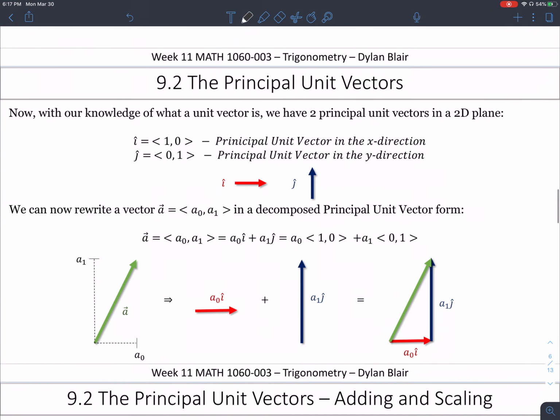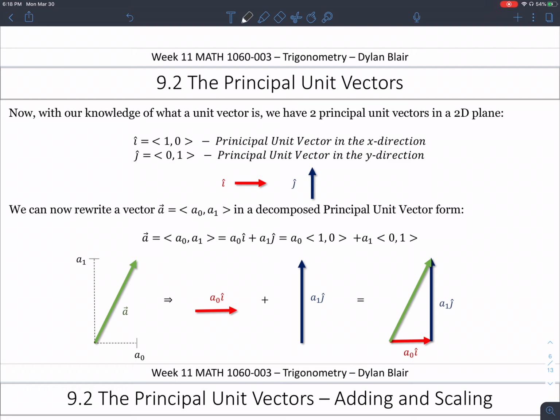Alrighty. Now, the purpose behind how we use unit vectors for this class is a little bit easier. So it's nice to introduce you guys to unit vectors in this sense. But what we have are what's known as principal unit vectors. So now that we know what a unit vector is, we have two principal unit vectors in a two-dimensional Cartesian coordinate space.